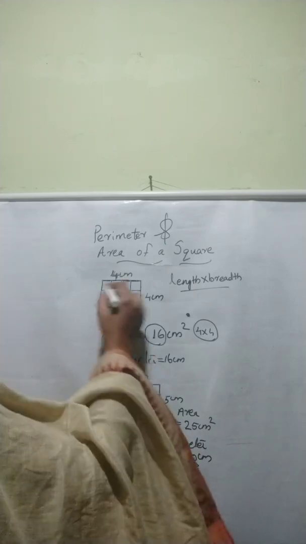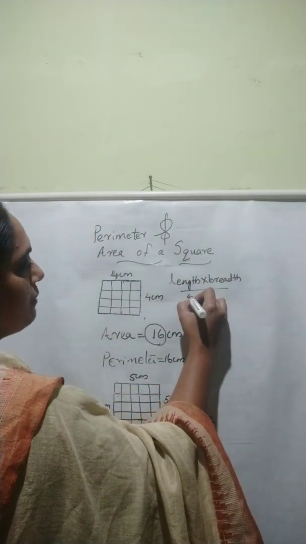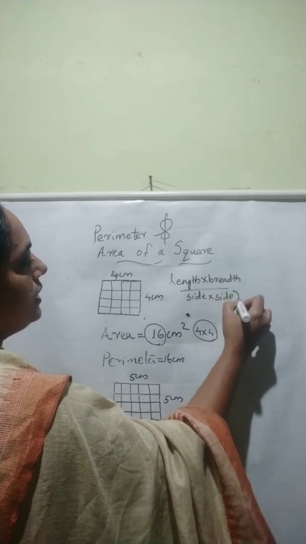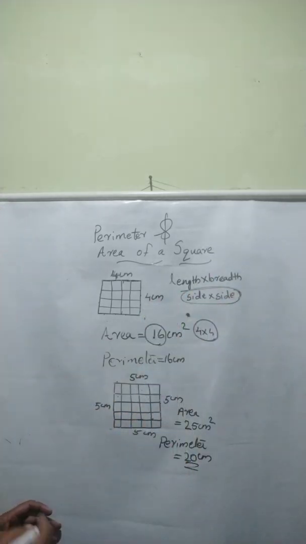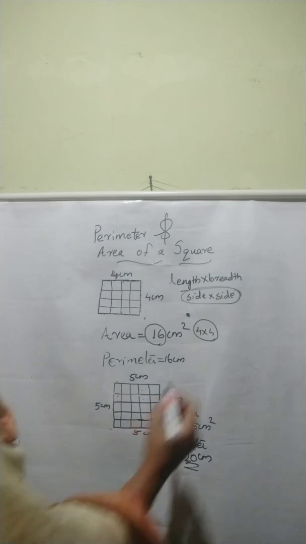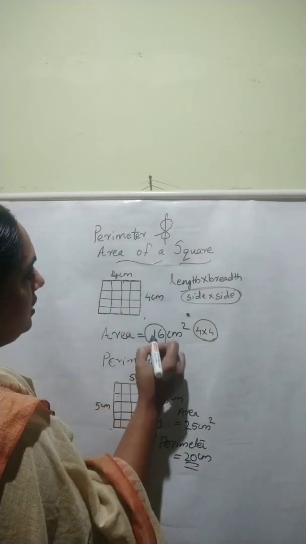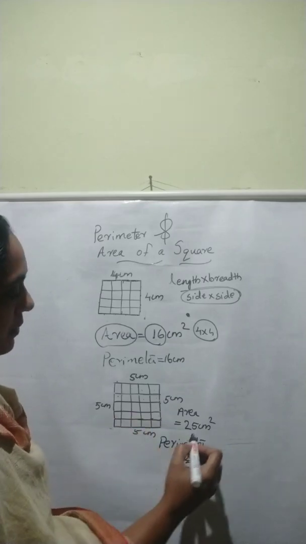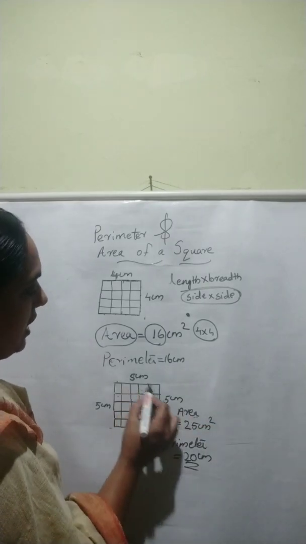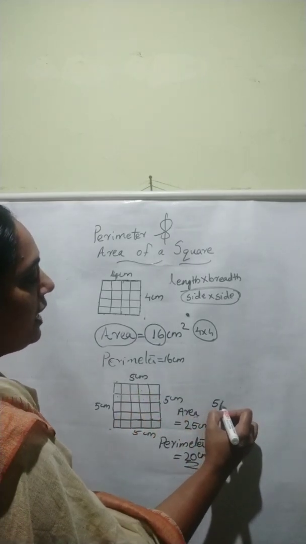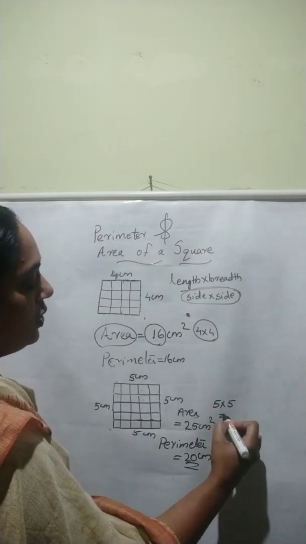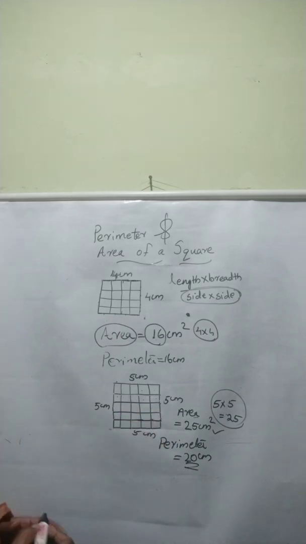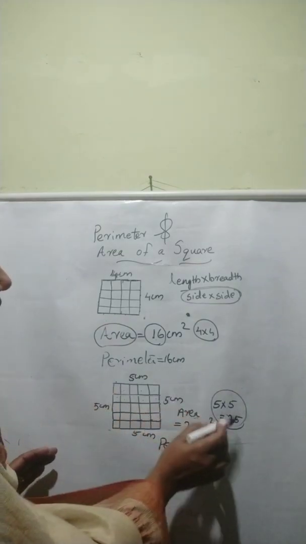That means in case of a square, both sides will be the same. So we can say that side into side is equal to the area of this shape. That is 4 into 4, here 16 centimeter square. That is the area. Here, 5 into 5, 5 multiplied by 5 is equal to 25. So that is the area of this square. That means side into side we will get.